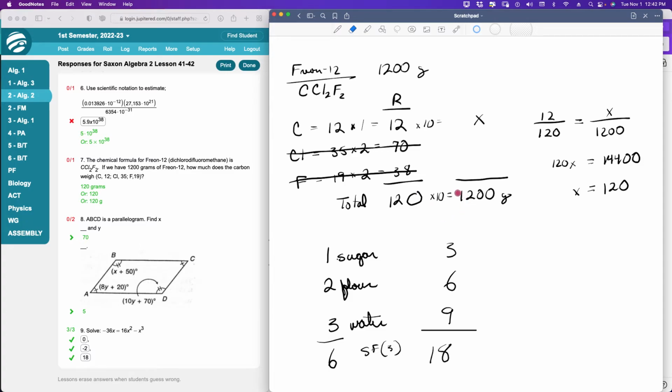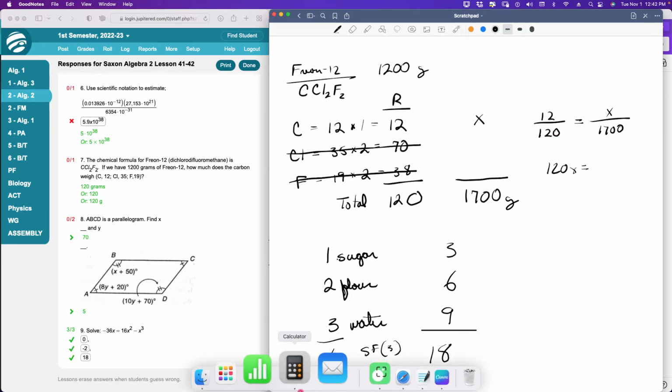What if this was not 1200? Let's say that I had 1700 grams. That ratio is not times 10 anymore. It's times some number I can't do in my head. I know it's going to be greater than 10, but that's about all I can figure out. So if you set it up the same way, it doesn't matter what this total is, you're going to get it right. 120x is equal to, and now we just pull up the calculator.